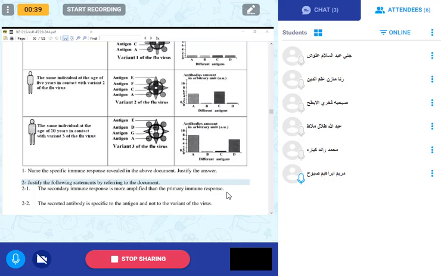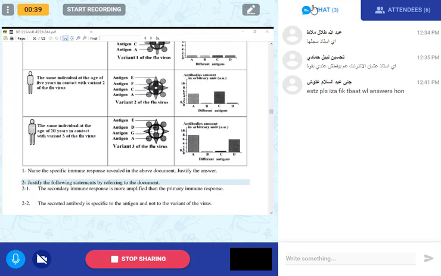Okay, very good. Now justify the following statements. These are true statements, but we want to justify them by using the documents. Yes.